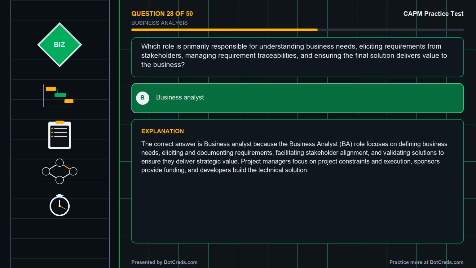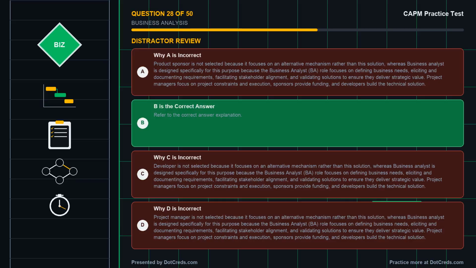Correct answer, B. Business analyst. The correct answer is business analyst because the business analyst, BA, role focuses on defining business needs, eliciting and documenting requirements, facilitating stakeholder alignment, and validating solutions to ensure they deliver strategic value. Project managers focus on project constraints and execution, sponsors provide funding, and developers build the technical solution. Take a moment to review why the other options are incorrect.